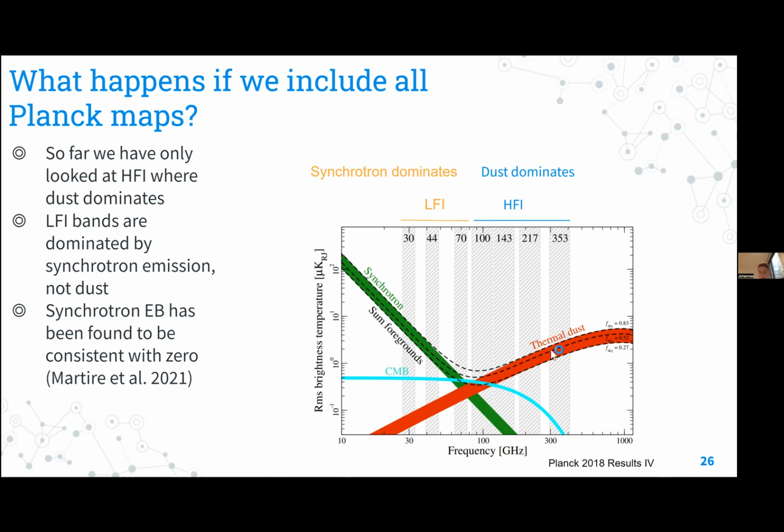Then the question is, what happens if you add the low frequency instruments of Planck? They have more noise, but they're not dominated by dust, they're dominated by synchrotron instead. And synchrotron has not been found to contain any EB at all, and no one has predicted it to contain an EB. So it will be very interesting to see what happens if you measure cosmic birefringence by looking at synchrotron dominated maps.